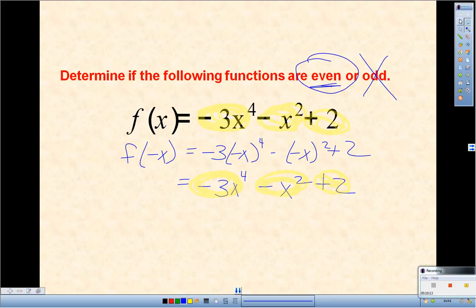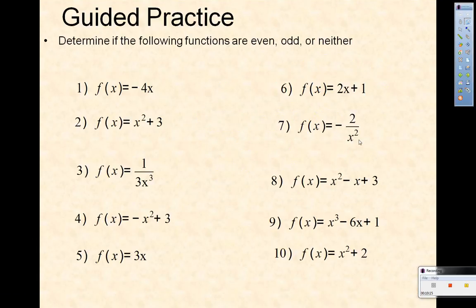Alright, here's what I want you to do. Take a minute and try out these guided practice questions. There are 10 of them. If you would, just go ahead and pause the video, because I'm going to give you the answers to them as well. So I would pause the video now, take a couple minutes, and once you've got your answers, go ahead and hit play again.